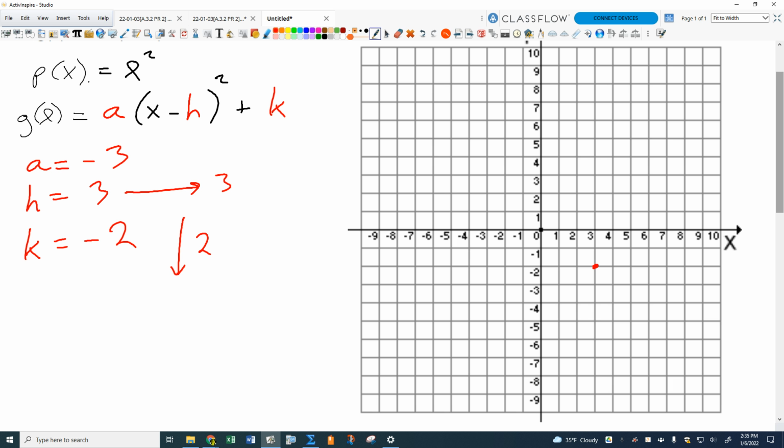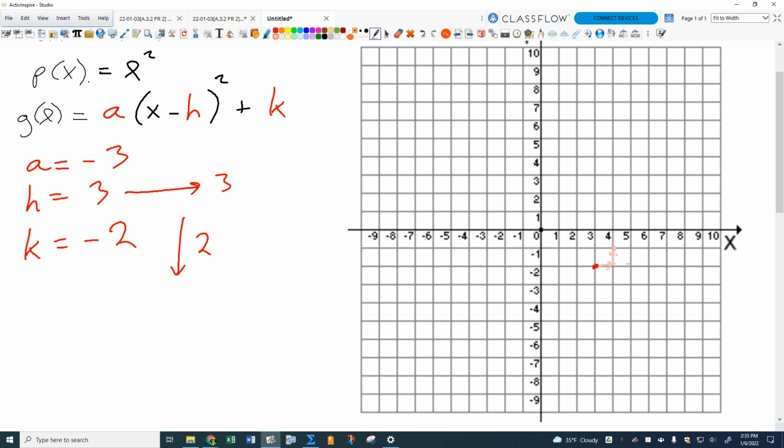So for our parent graph, x squared, what's the rule? From our vertex, if I go right by 1, how far up would I go? 1, exactly. I'm going to go over 1, and I'm going to go up 1 squared, which is 1. I'm going to go over 2 and up how far?